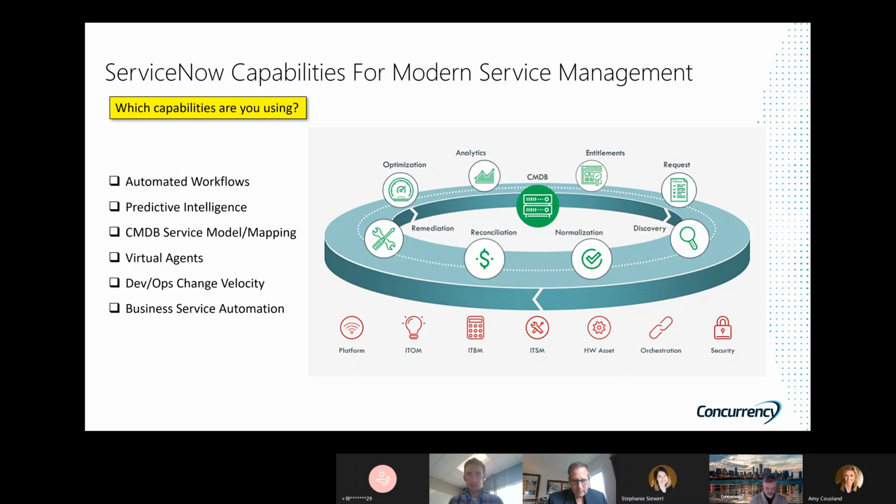So the DevOps change velocity conversation stems from ServiceNow's deep integration into the DevOps stack. So with integrations into Azure DevOps, integrations into Jira, we can now bring all of our DevOps information into ServiceNow and relate that information to things like change management, problem management, and also bring that information into modules like project management. And all of these interactions can tie themselves to those business services.